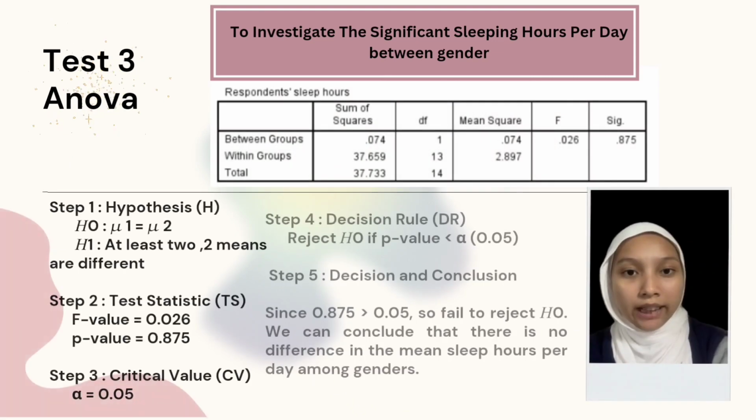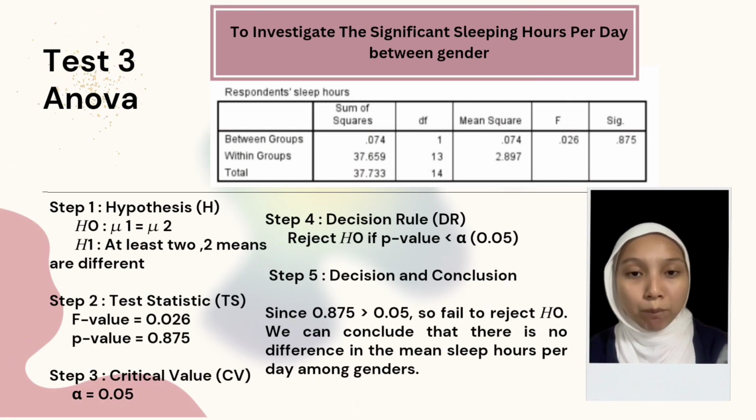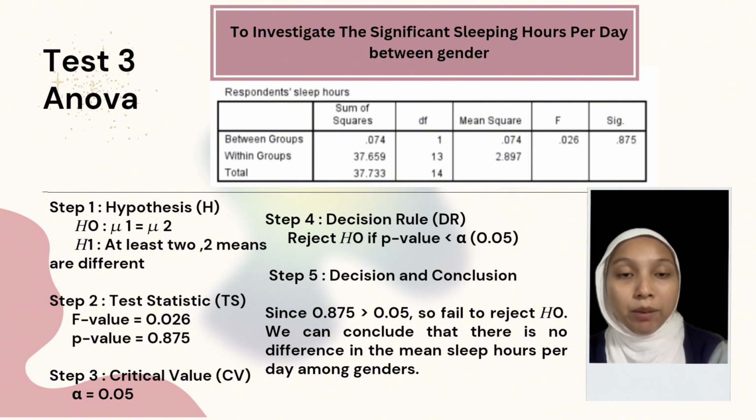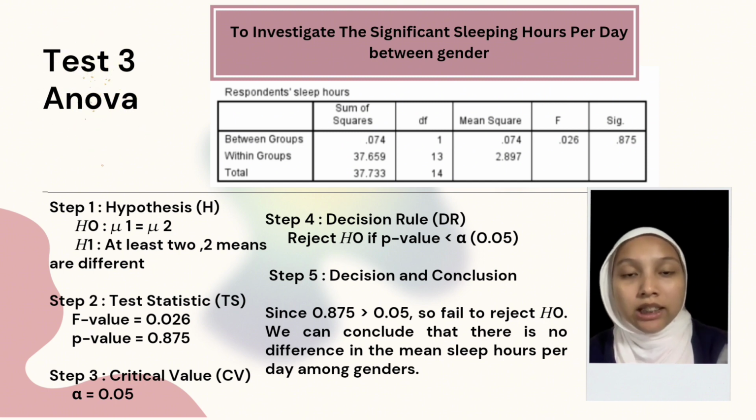We still use the ANOVA test to investigate the significant sleeping hours per day between genders. Here is the table of the ANOVA test showing the respondents' sleeping hours. For step 1, hypothesis: H null, mean 1 equal to mean 2, H1, at least 2 means are different. Step 2, test statistic TS: F value equal to 0.026, P value equal to 0.875.